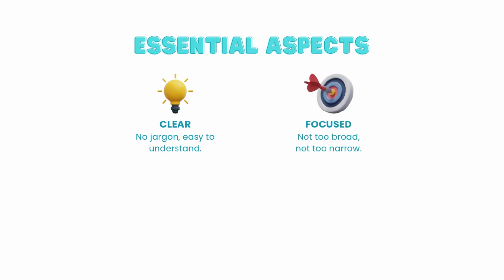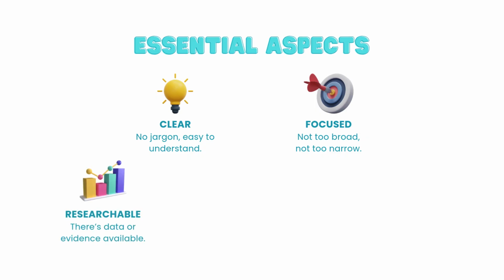Once you've chosen your direction, the next step is to shape it into a strong research question. A good research question is clear, meaning it avoids jargon and can be easily understood by someone outside your field. It should also be focused, so it's not so broad that you can't manage it within the scope of your assignment, but not so narrow that there's nothing to explore. Your question needs to be researchable, which means there's enough data, evidence, or sources available for you to actually investigate it.